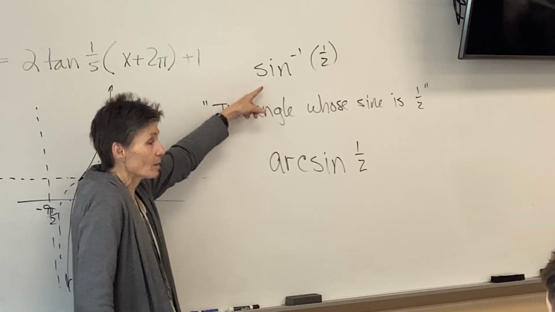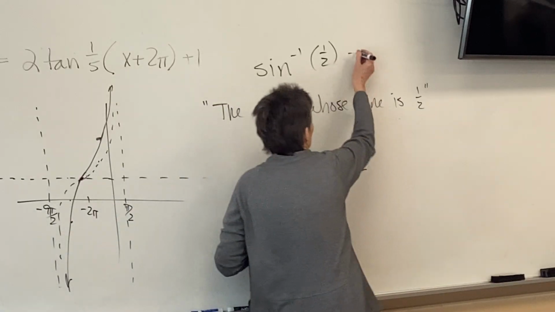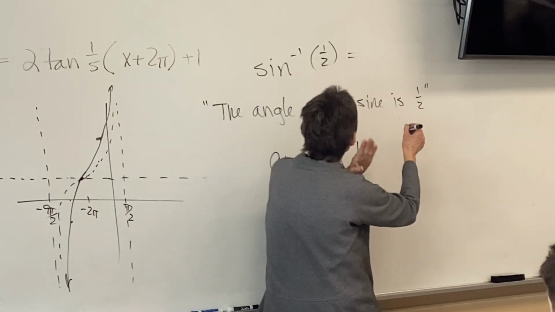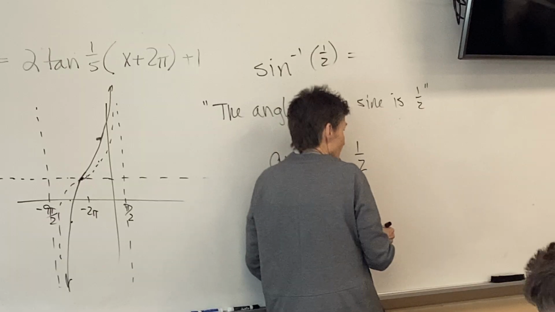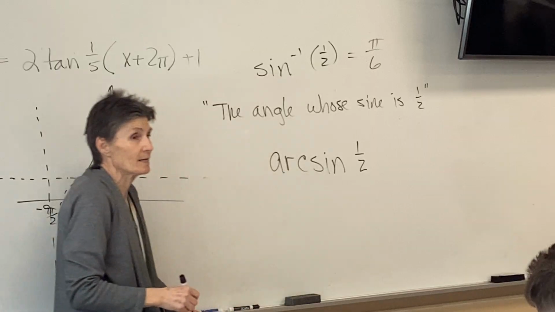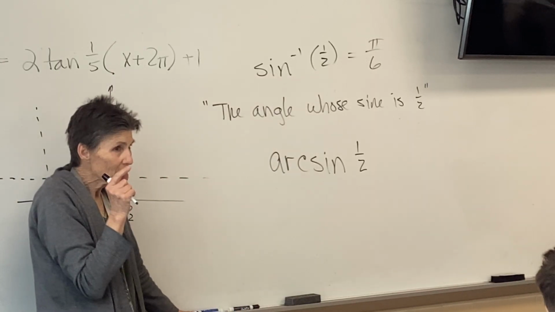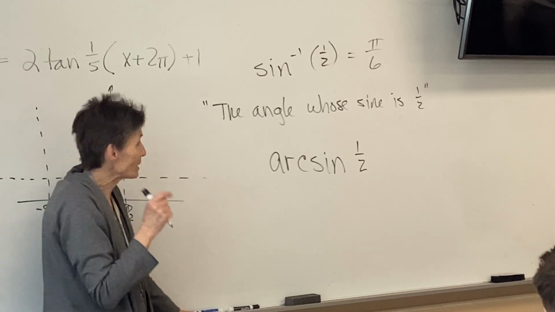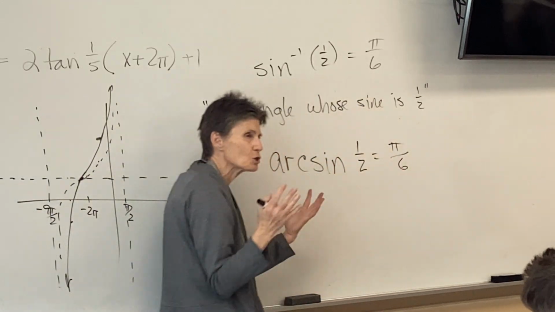So what would the answer to that question be? The angle whose sine is 1/2 is? Pi over 6, thank you, pi over 6. Now, something should be popping into your head right now. Does anybody have a question when I say the answer to these is pi over 6? Does anybody have a concern?